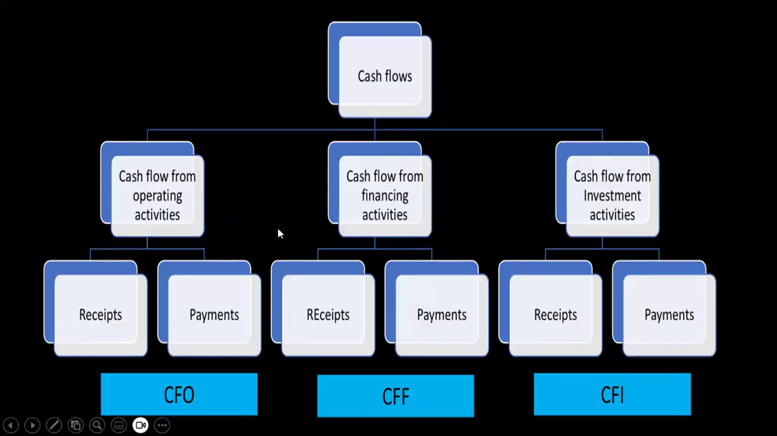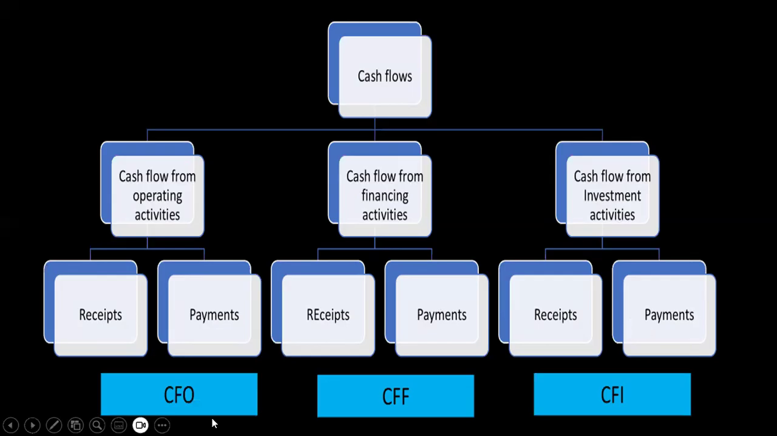Now, if you observe, the cash from operating activity is the operating receipts minus operating payments. Similarly, cash from financing activity is the receipts from financing activities minus the payments of financing activity. Similarly, cash from investment activity is the receipts from investment activity minus the payments of investment activities.